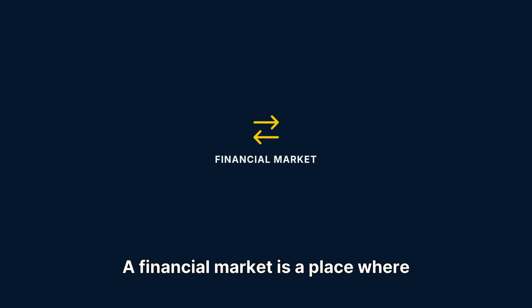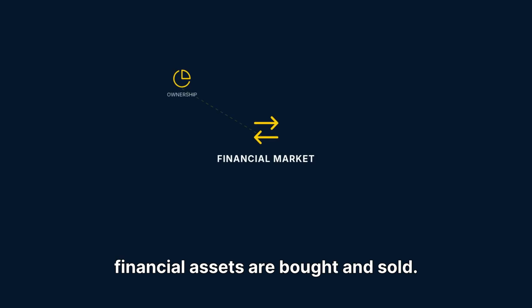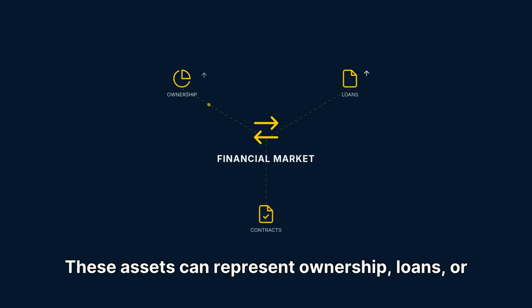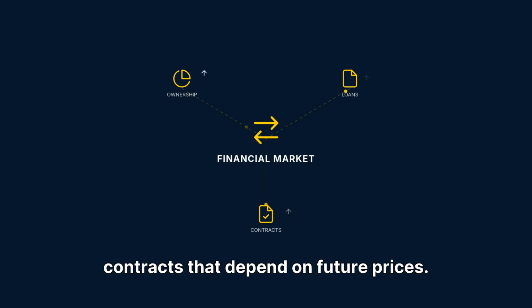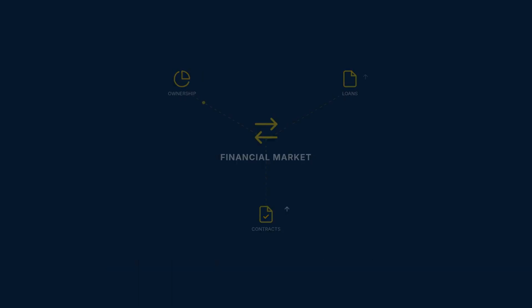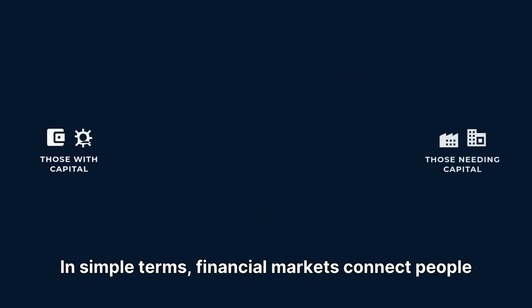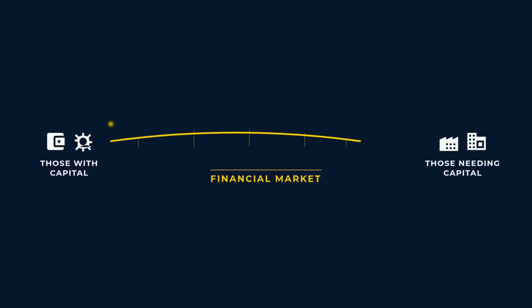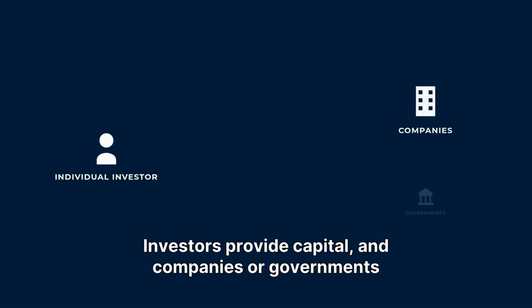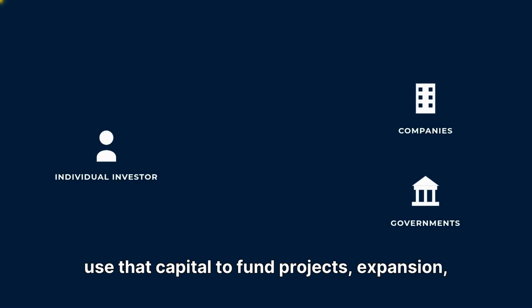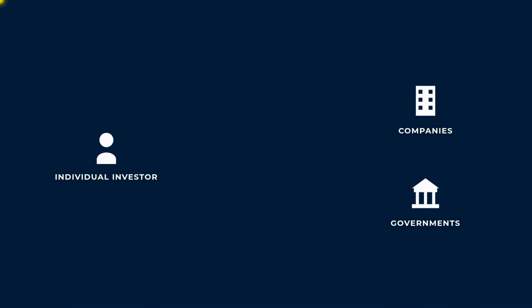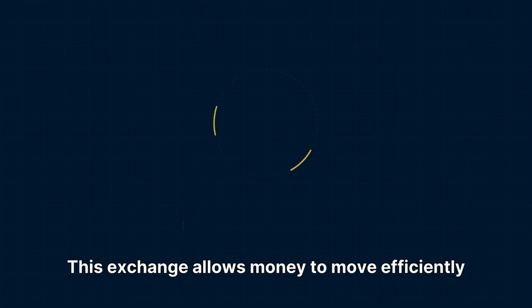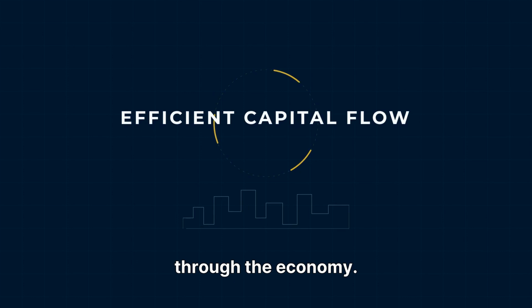A financial market is a place where financial assets are bought and sold. These assets can represent ownership, loans, or contracts that depend on future prices. In simple terms, financial markets connect people who have money with people who need money. Investors provide capital, and companies or governments use that capital to fund projects, expansion, or operations. This exchange allows money to move efficiently through the economy.